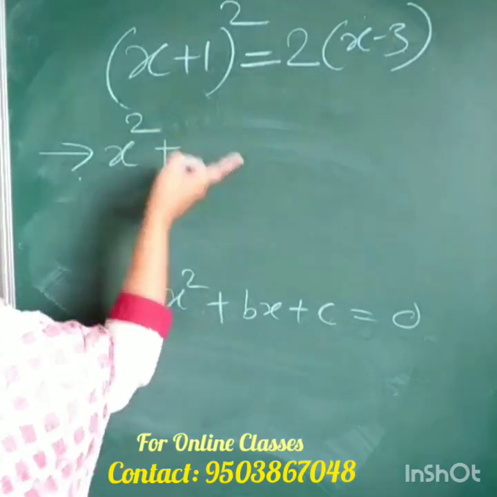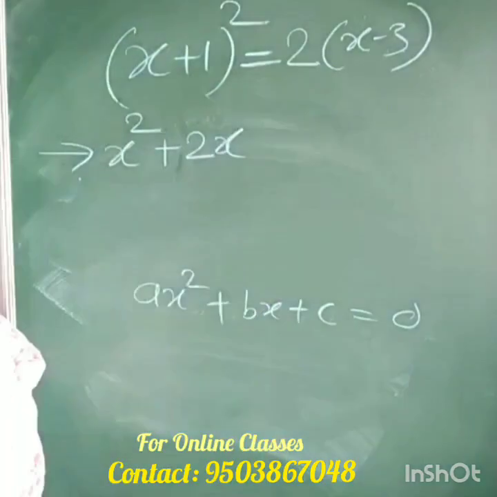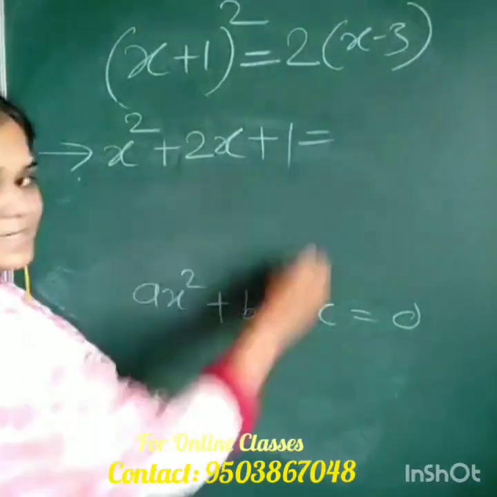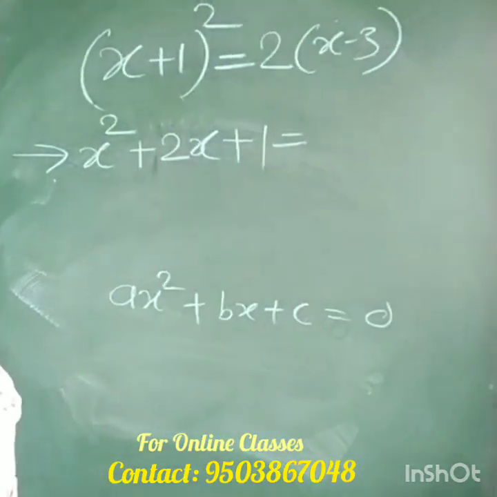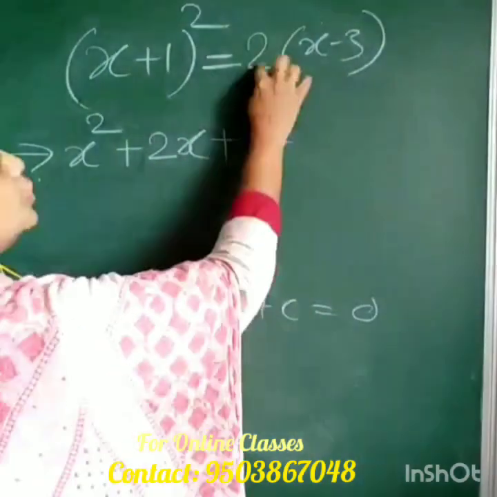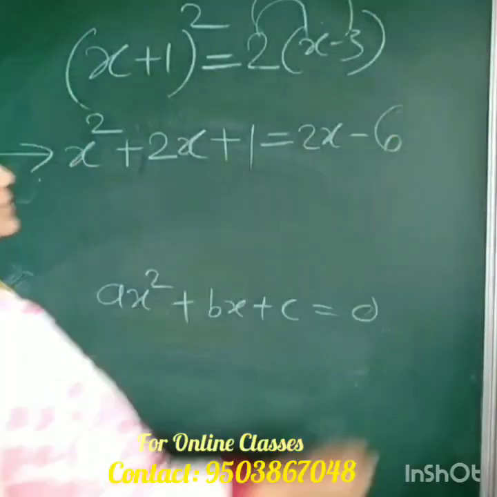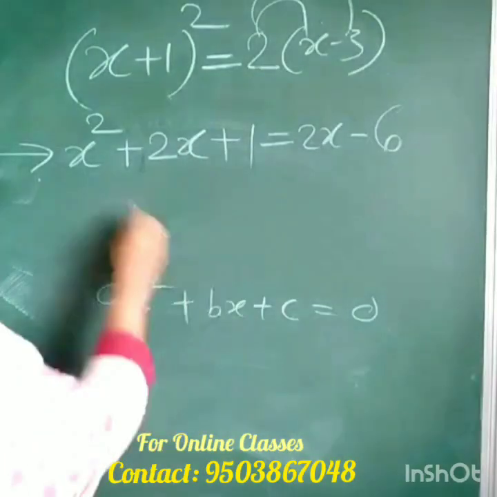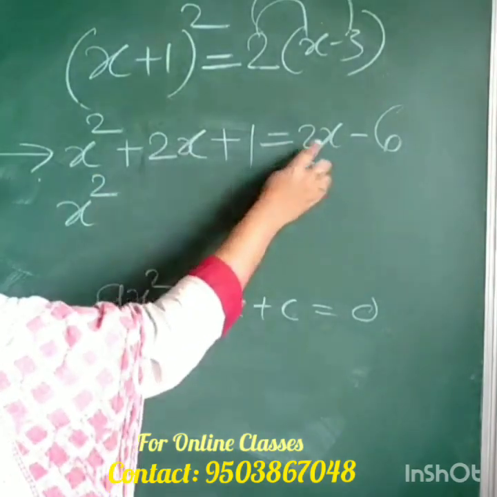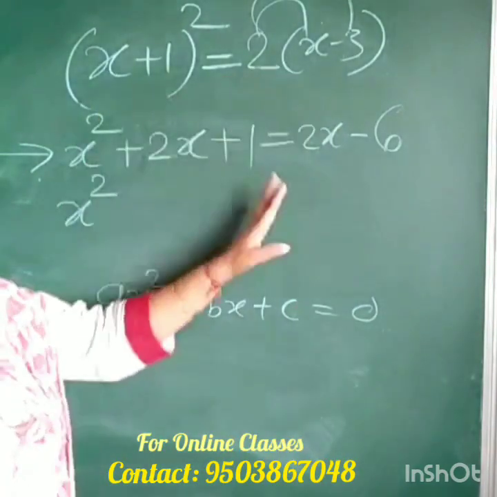x² + 2 into a into b, 2 into x into 1 means 2x, plus 1 square means 1. And at right hand side, what you will get? 2 into x, 2x, minus 2 into 3, 6. And now just shift the terms. x² plus 2x and 2x, same terms are at both the sides. They can get cancelled on this spot.